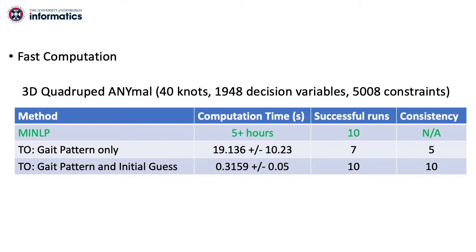For a couple of randomly sampled task descriptors, we first use our mixed integer nonlinear programming approach to compute the optimal motions as a baseline. Due to the combinatorial complexity, the average computation time is about 5 hours.